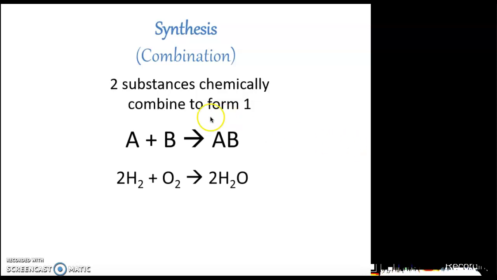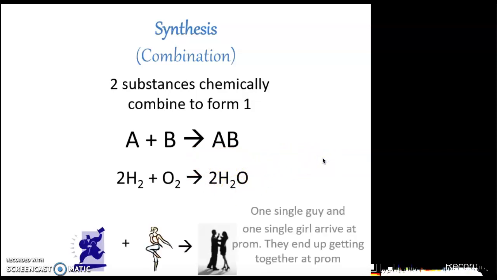For example, when we have hydrogen, remember hydrogen is a diatomic molecule, reacts with oxygen, another diatomic molecule, it produces water. So we have 2 separate substances coming together to form one substance is a synthesis reaction. If you want to look at it in the prom sort of way, one single guy and one single girl arrive at prom and they end up getting together at prom.